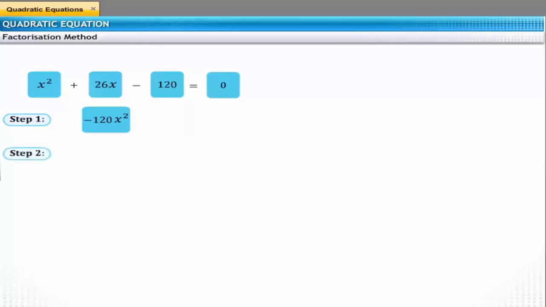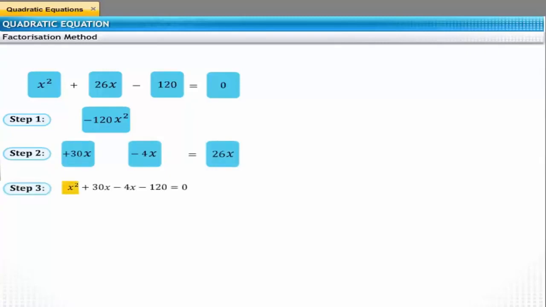Step 2. Find the factors of minus 120 x squared in such a way that when you add them, the sum or the difference is equal to the middle term 26x. In this case, the factors are 30x and minus 4x. Step 3. Take a common factor x from the first 2 terms and minus 4 from the last 2 terms. You get x times (x plus 30) minus 4 times (x plus 30) is equal to 0.